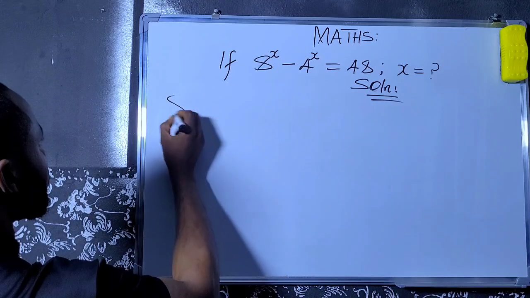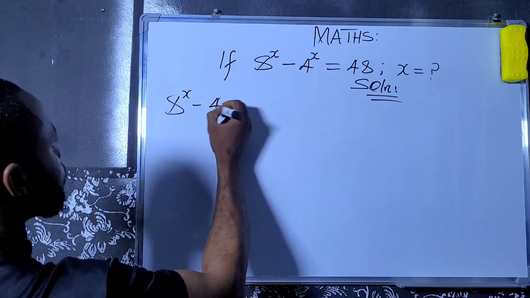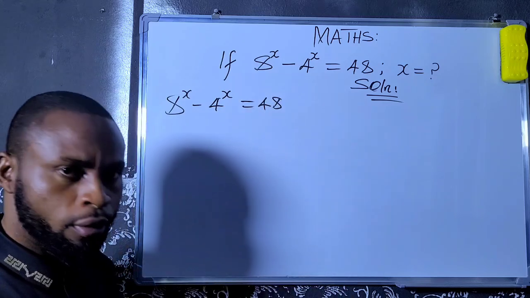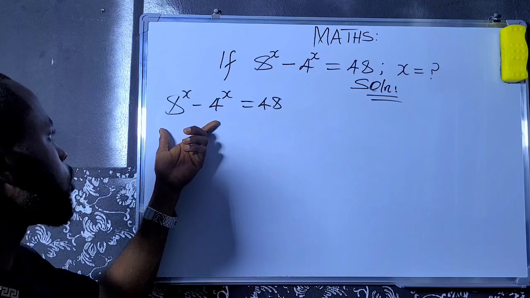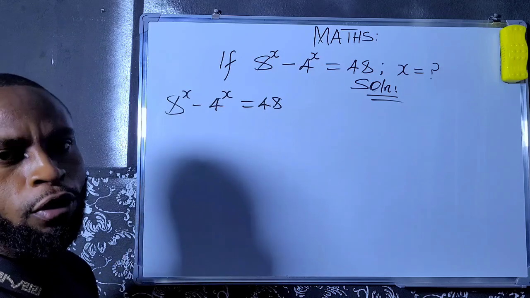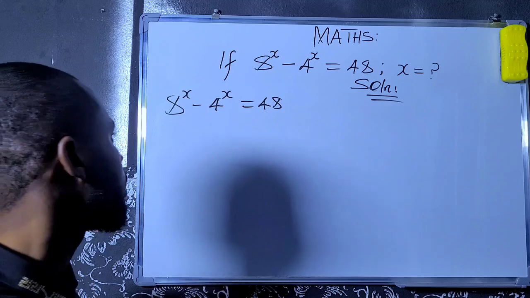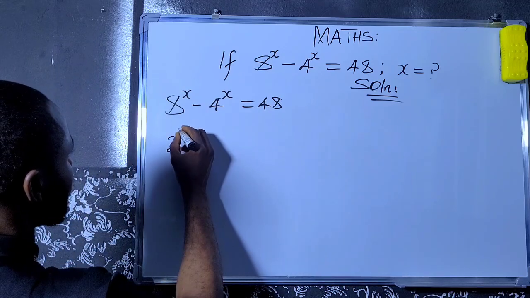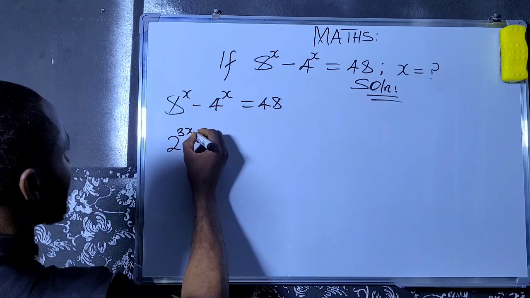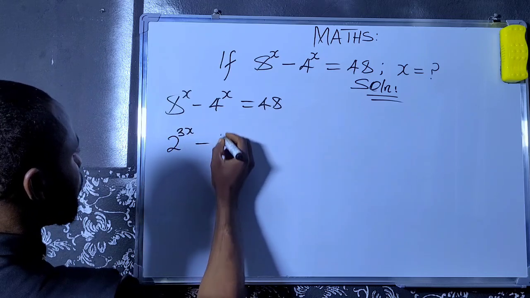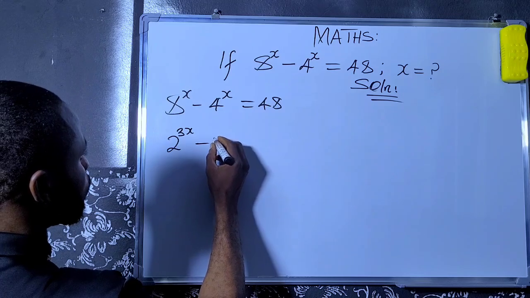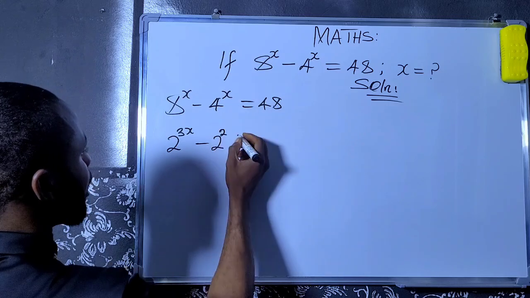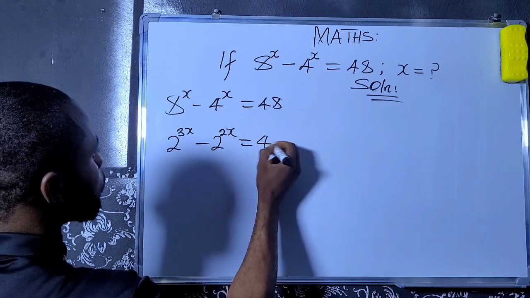I bring down the question here: 8 to the power of x minus 4 to the power of x equals 48. First, we are going to express the left hand side of the equation to base 2. Now we are going to have 8 to base 2 gives us 2 to the power of 3, multiplied by x, minus 4 to base 2 gives us 2 to the power of 2 times x, equals 48.